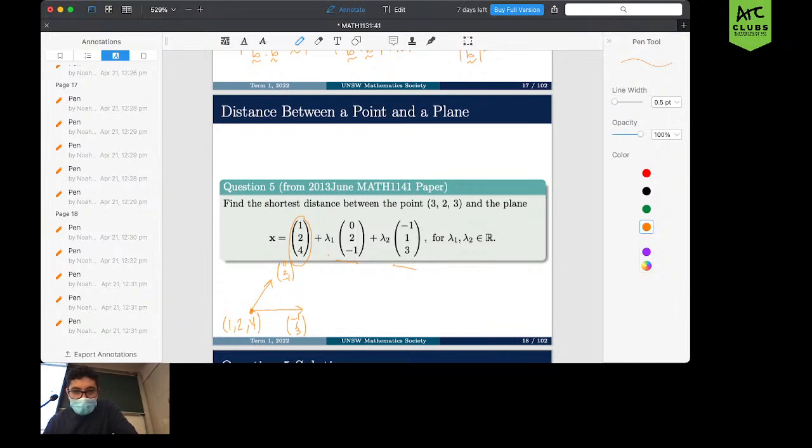Cool. So we're just going to include that point 3, 2, 3 in our diagram. Now, let's begin by drawing the vector from the point 1, 2, 4 to the point 3, 2, 3. Okay. And we're trying to find the shortest distance from the point to the plane. So I'm going to represent that.